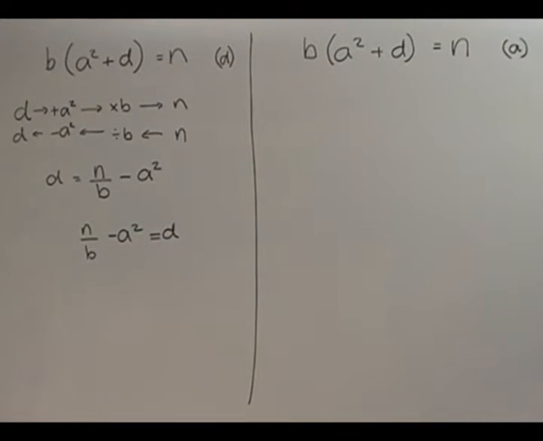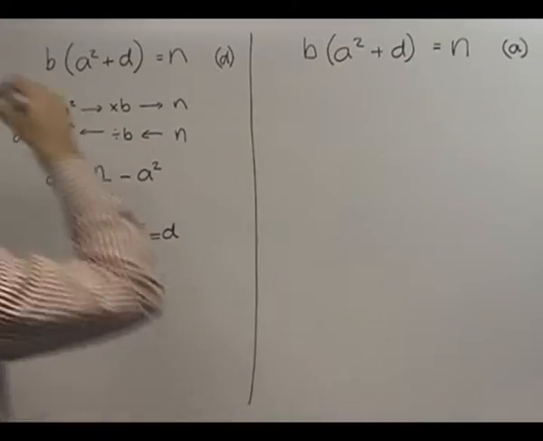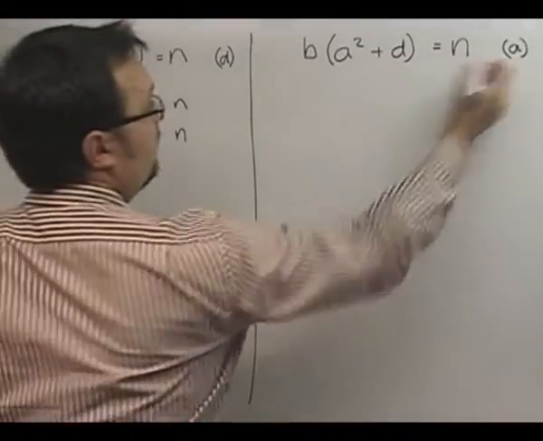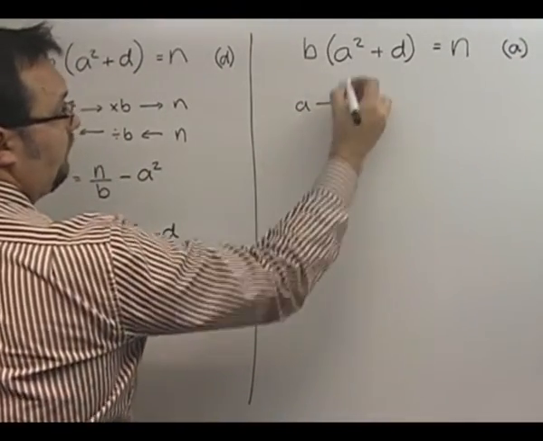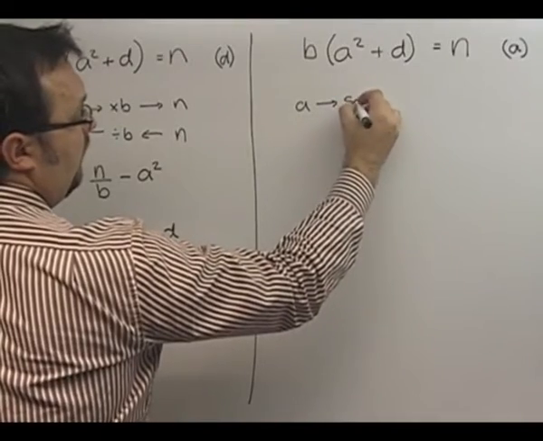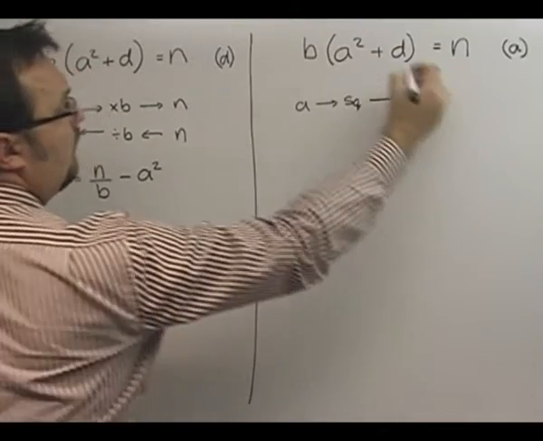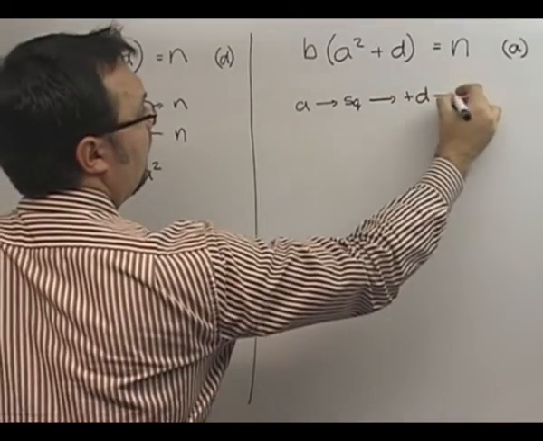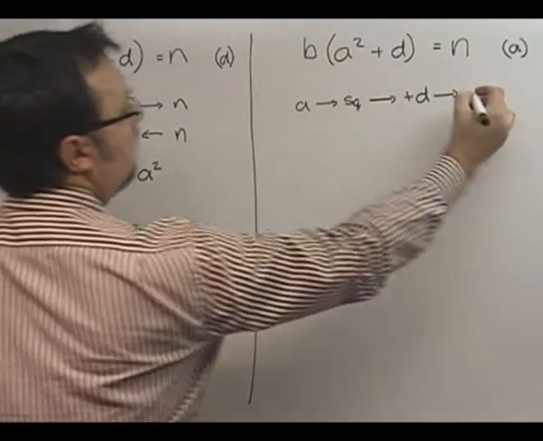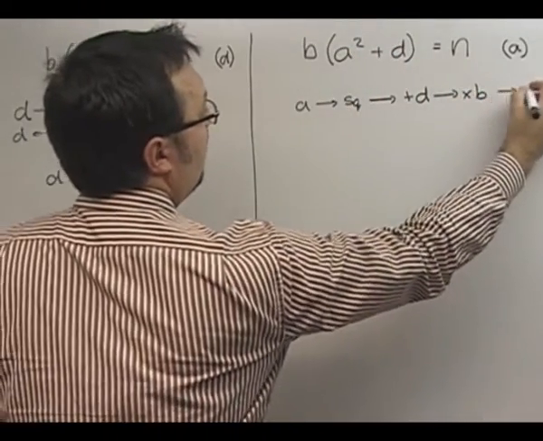By the way, don't worry if you end up with this. That's right too. So the other example, this time I'm going to make A the subject, so I start with A. First of all, I square it. After I've squared it, I add D. Then after I've done that, I multiply by B and I end up with N.